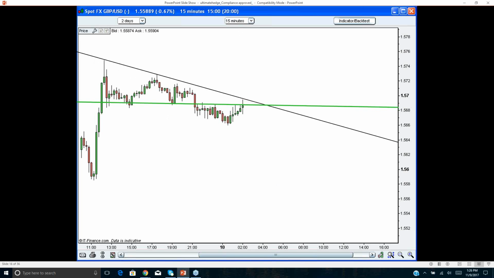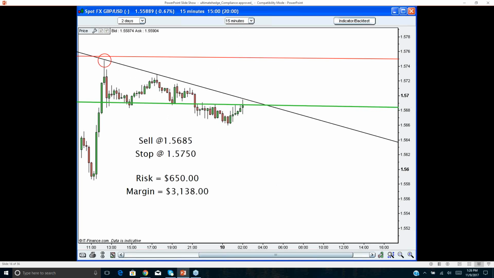You enter a trade, you've got to have a place for a stop to get out if you're wrong, okay? So let's just say that was the case. That area right there, that red line, was going to be our stop. The green line was going to be our entry. So, for example, let's say we sold right here at 1.5685 to go short. Our stop was up here at 1.5750. If it went that far against us, we would get out with a loss.